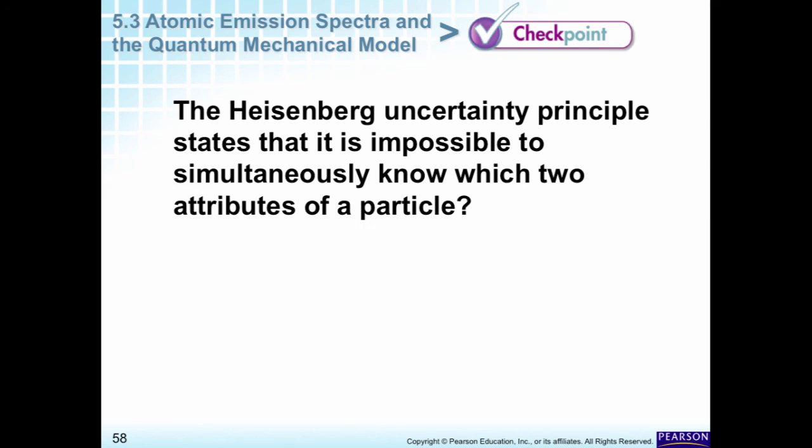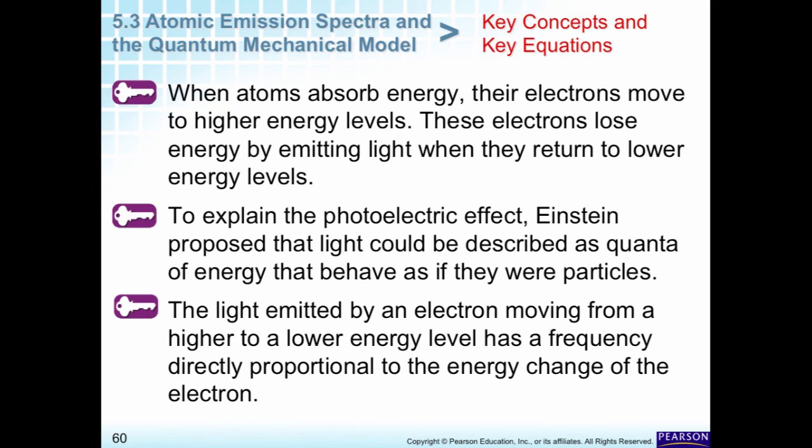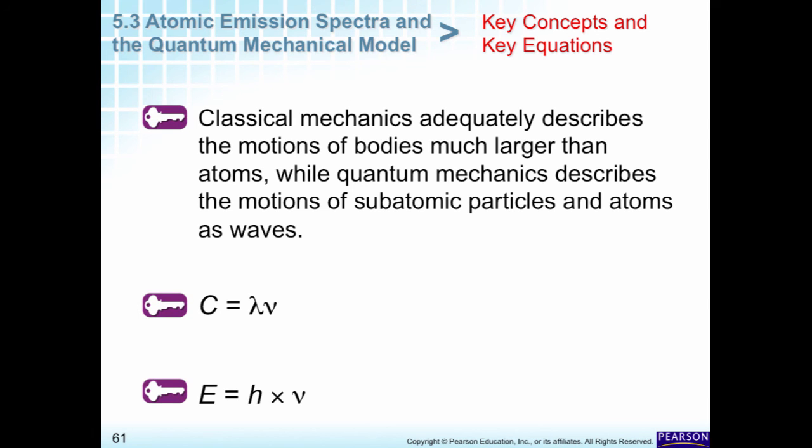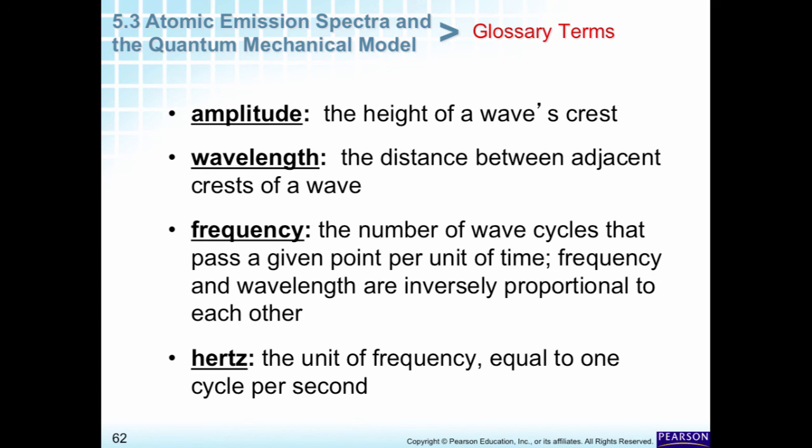Okay, I just said this, so I'm going to give you this question. The Heisenberg uncertainty principle states that it is impossible to simultaneously know which two attributes of a particle? Okay, velocity and position. Here are some of the important parts. Make sure you stop and take notes if you need to, and then here are your definitions that you definitely need to know.